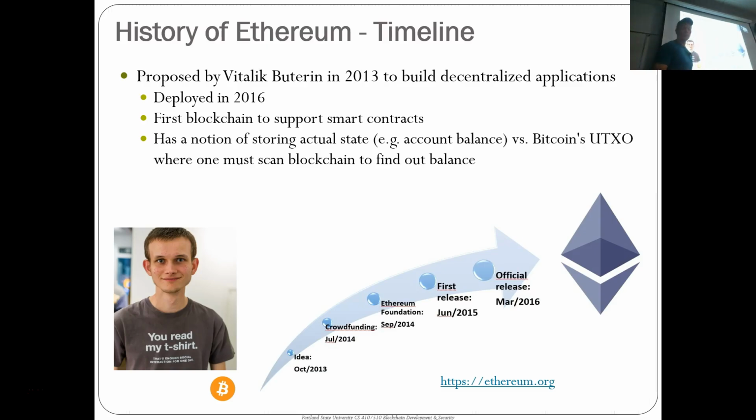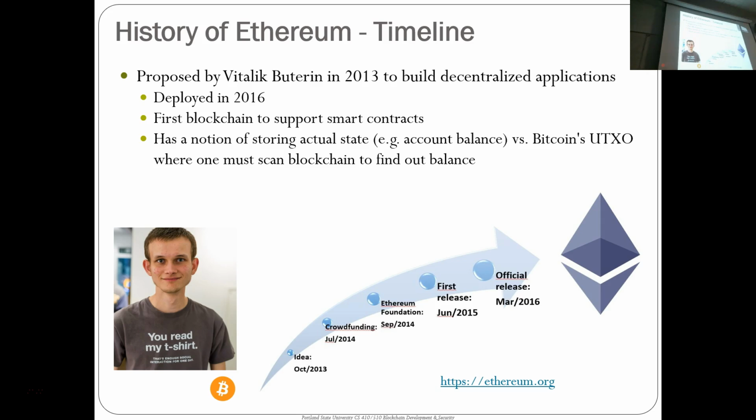So the history of Ethereum: it was proposed by Buterin in 2013. He was one of these core Bitcoin developers, and he had the idea to build decentralized applications instead of just something that exchanges currency. This was deployed 3 years ago in 2016, and it was really the first blockchain to support smart contracts.